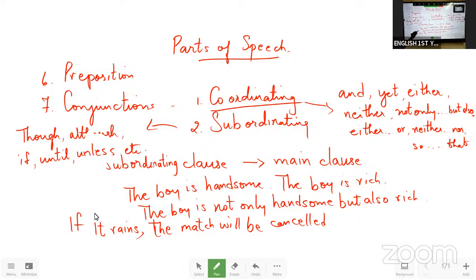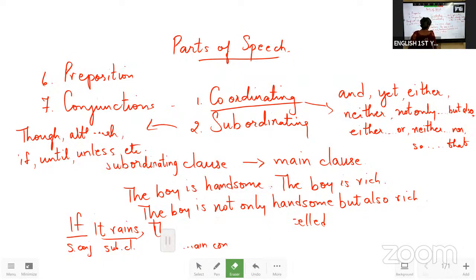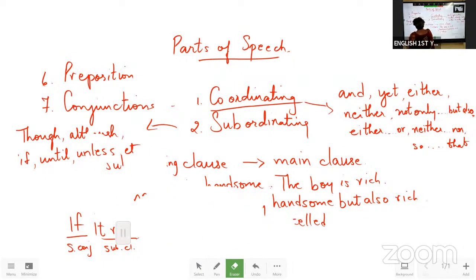So usually, coordinating always joins in the center. But subordinating, usually it starts with a subordinating conjunction followed by a subordinating clause and then the main clause. Usually, that doesn't mean at all times. It mostly starts with a subordinating conjunction, but sometimes it can also come in the center. So these are two types of conjunctions.